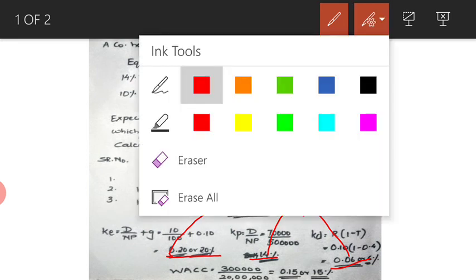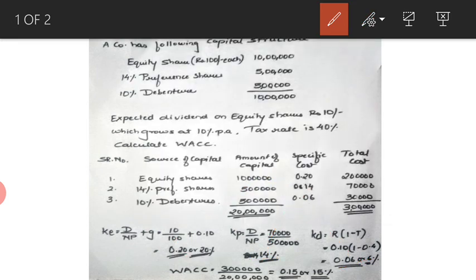How do we calculate the total cost? To calculate total cost, we have to multiply the amount of capital with the specific cost. So amount of capital is 10 lakhs. For equity, it is 10 lakhs into 0.2, that is 2 lakh. 5 lakh into 0.14 is 70,000, and 5 lakh into 0.06 is 30,000.